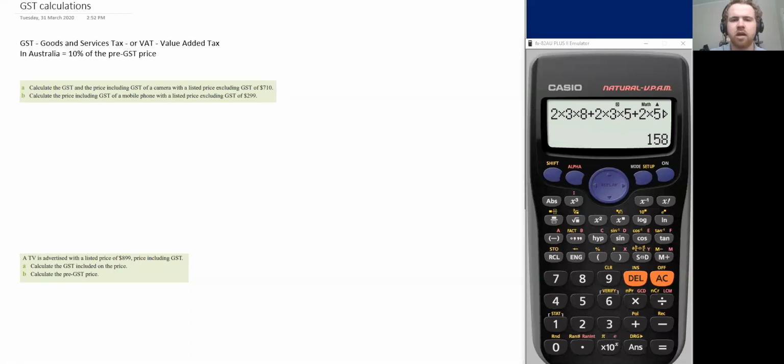Hi, how are you? Today we're going to continue in our financial maths series with GST calculations.